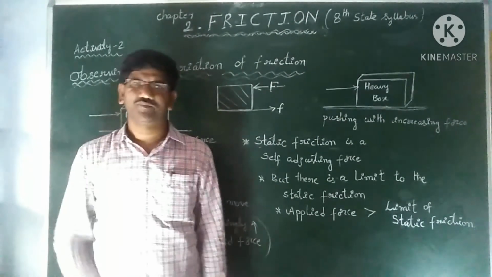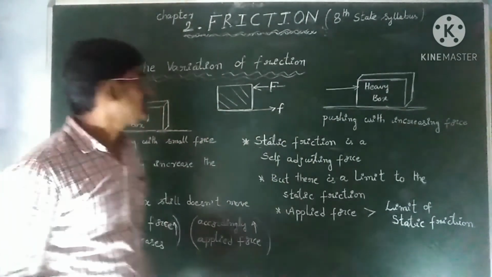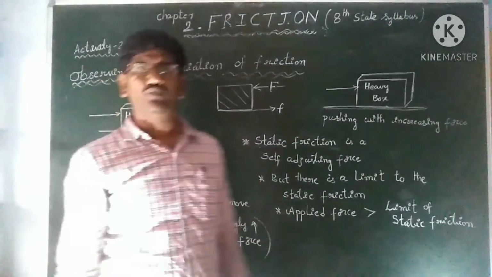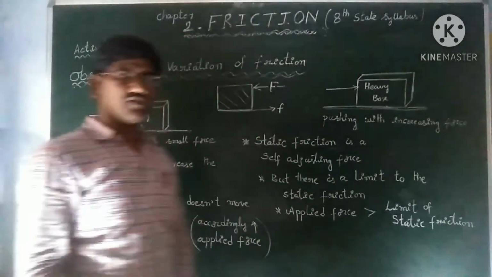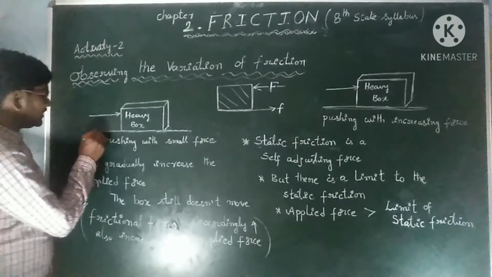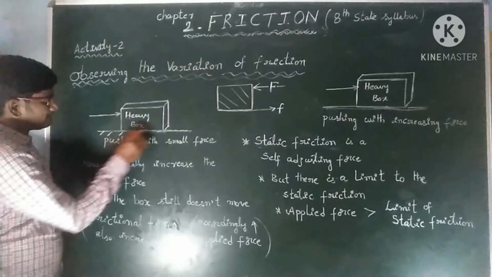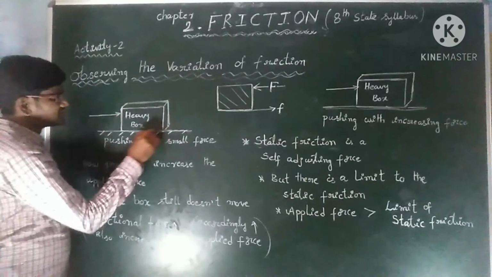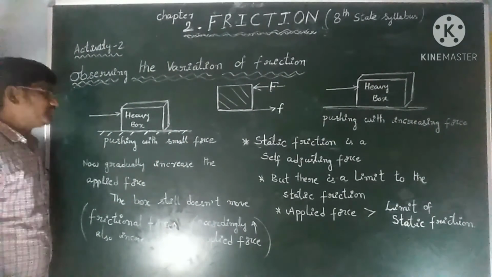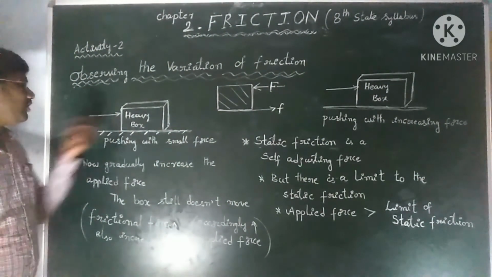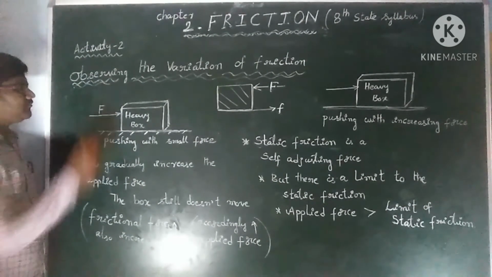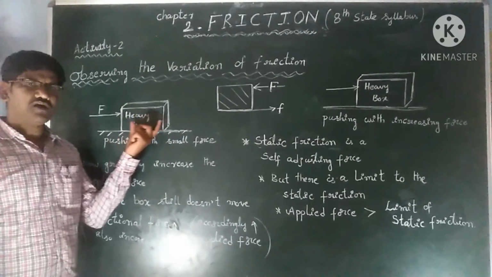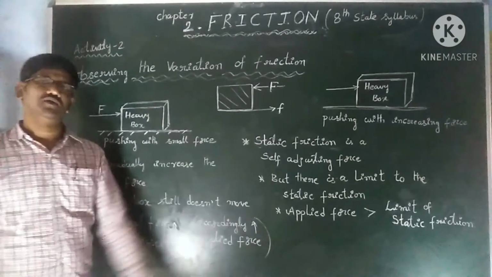Okay, students, now the next activity, number 2, observing the variation of friction, we are going to discuss now. For that, consider a heavy box which is kept on a horizontal floor and pushed with a small force. We just apply a small force on this heavy box. We observe that the box does not move.